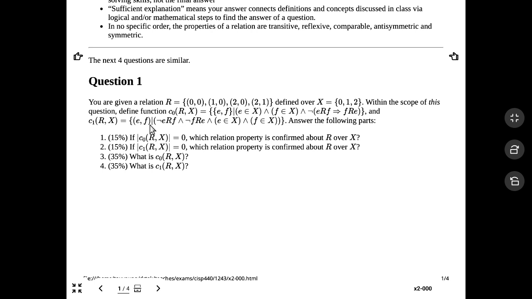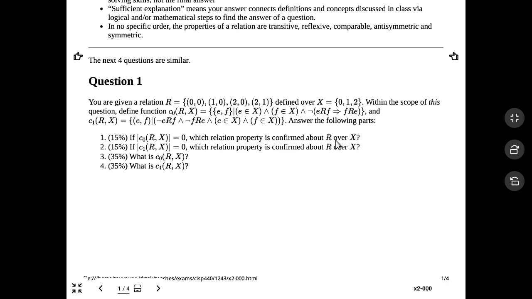So what restrictions do we want to place upon the two tuple or the elements of the two tuple? It is not ERF and it is not FRE, and E has to be in X and F has to be in X. Okay, so those are the restrictions. So answer the following parts. If C0Rx is a 0, which relation property is confirmed about R over X?